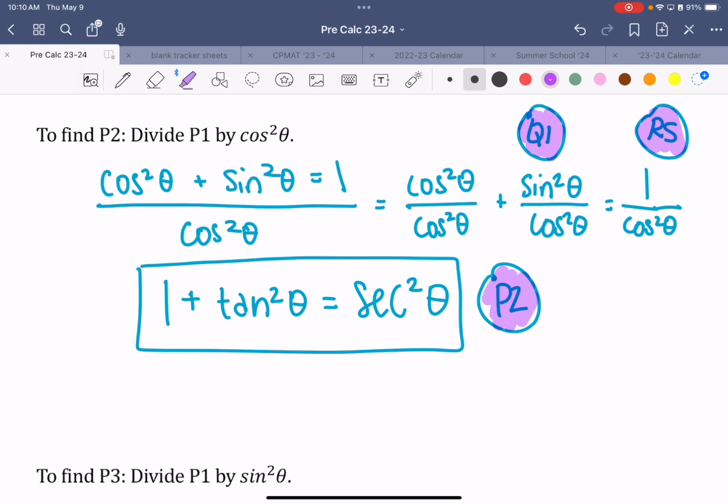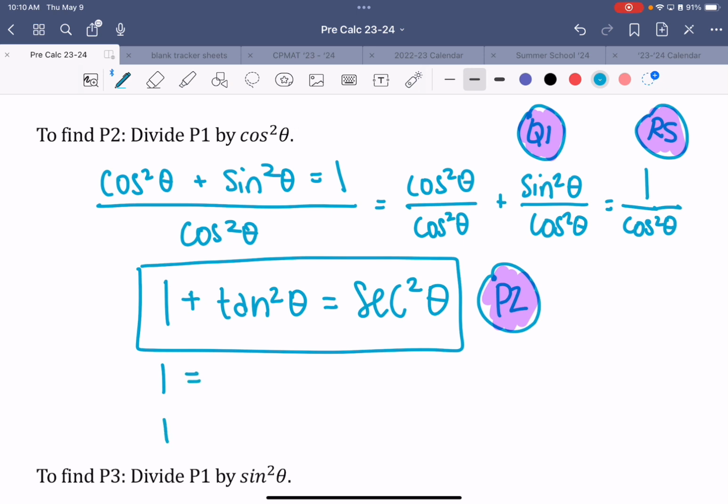So I found 2 more of the functions. I now have seen cosine, sine, and now tangent and secant. So we're just missing cosecant and cotangent. We're also going to write the other 2 ways you could write this. So right now we are equal to secant squared. We also want to be equal to 1 and equal to tangent squared.